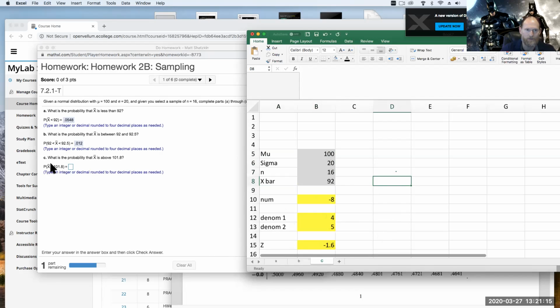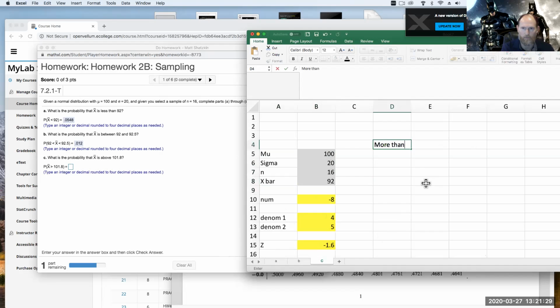So let's do this one, C. What is the probability that X is above 101.8? Right off the bat, I'm going to make a mental note to myself over here that this is a more than problem. And when I do a more than problem, it cues a 1 minus.